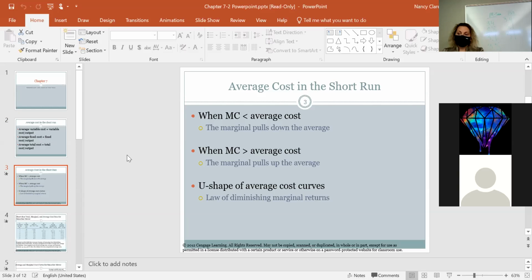Cost curves, average cost curves, total average cost curves, average variable cost curves are going to have that U shape because of the law of diminishing marginal returns. Because your production goes up and then down, your marginal returns go up and then down, your cost per unit goes down and then up because of that inverse relationship between those two things. As your returns go up, your cost per unit goes down.